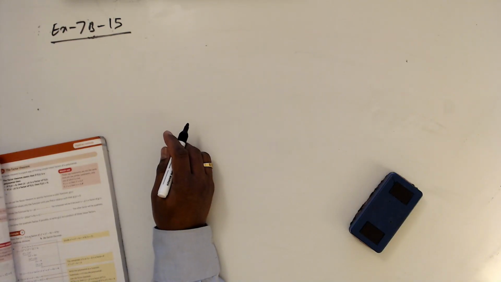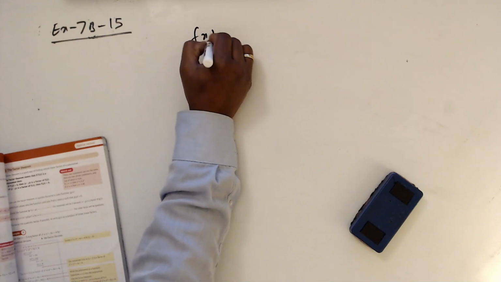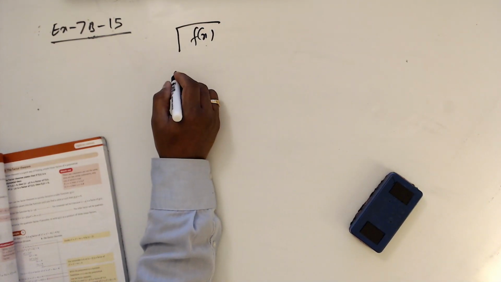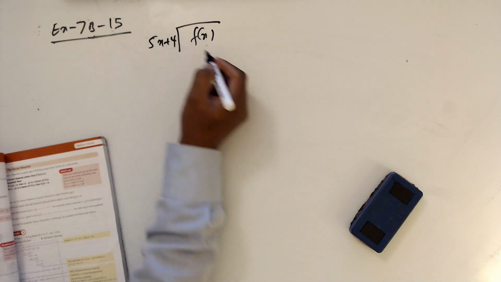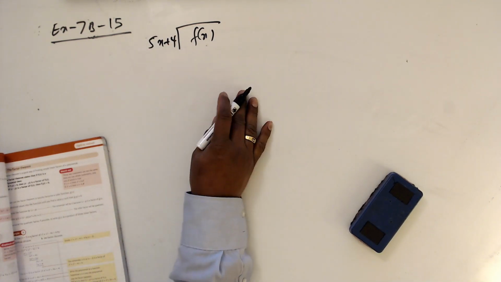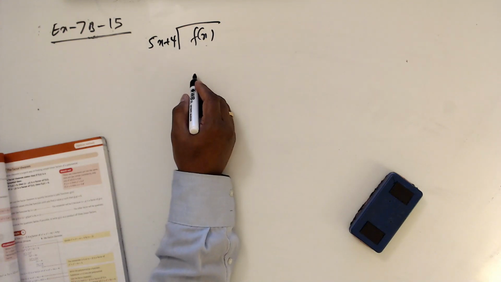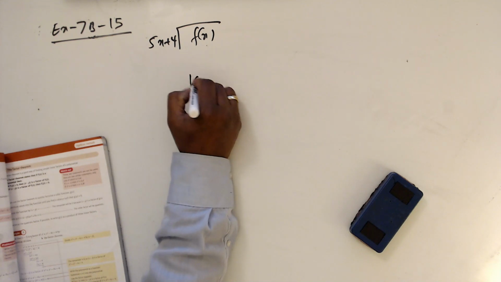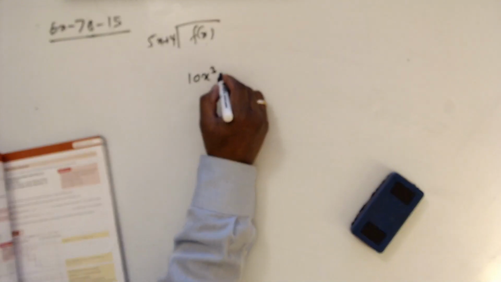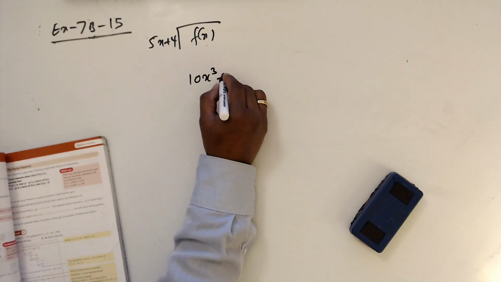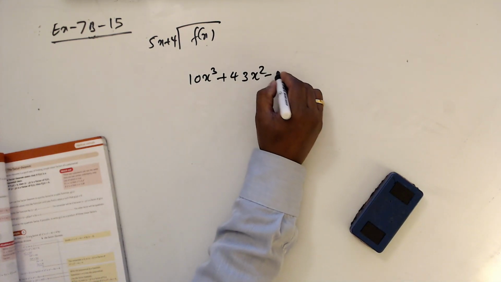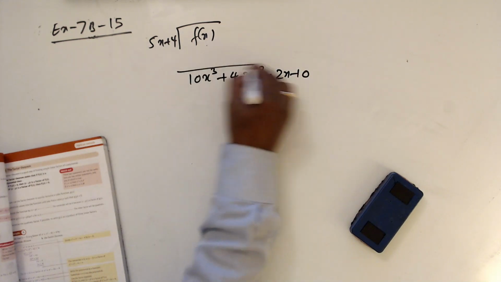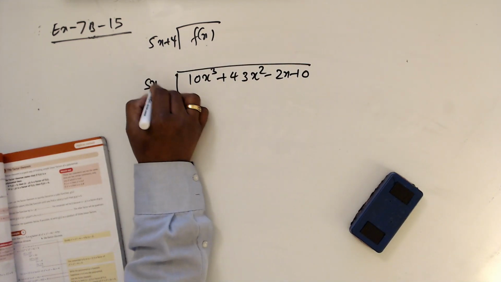Question number 15. I need to divide fx by 2x plus 4. And I want to show that there is a remainder. What is fx? Fx mean 10x cube plus 43x square minus 2x minus 10 divided by 2x plus 4.